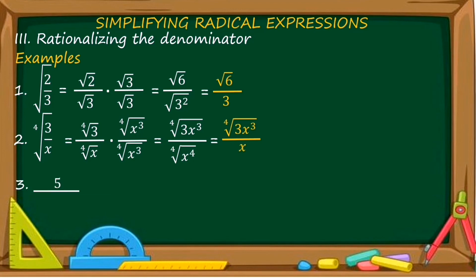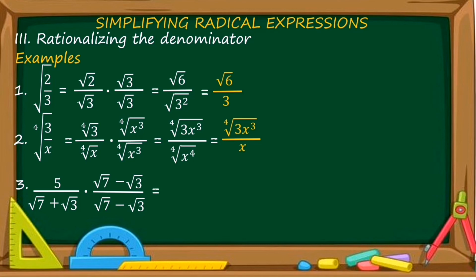Number 3, 5 over the square root of 7 plus the square root of 3. This time, the denominator is a binomial radical expression. To simplify this, we need to get the conjugate of the square root of 7 plus the square root of 3. Its conjugate is actually the opposite of the operation, and that is the square root of 7 minus the square root of 3 over the square root of 7 minus the square root of 3. Then we need to multiply this conjugate to the numerator and denominator.